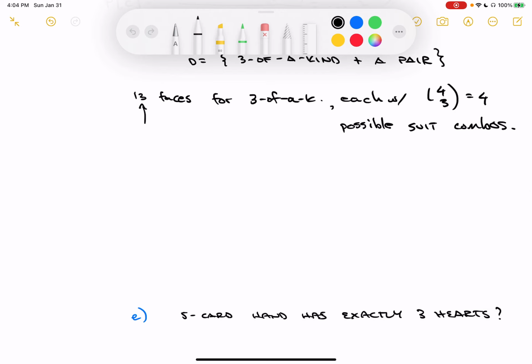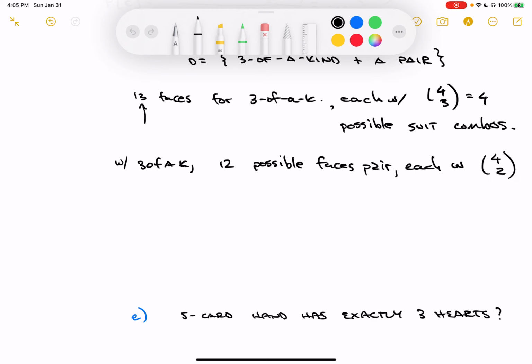Then given that three of a kind, we know that there's 12 possible faces for our pair, each with a 4 choose 2, because I only need 2 of the cards for a pair. And by the way, that 4 choose 3 and the 4 choose 2, the 3 and the 2 added together, gives me the 5 total cards that I had in here. And if I compute that out, that's going to be 6.